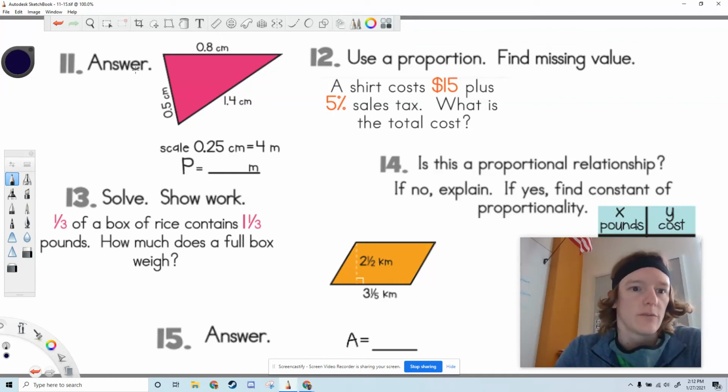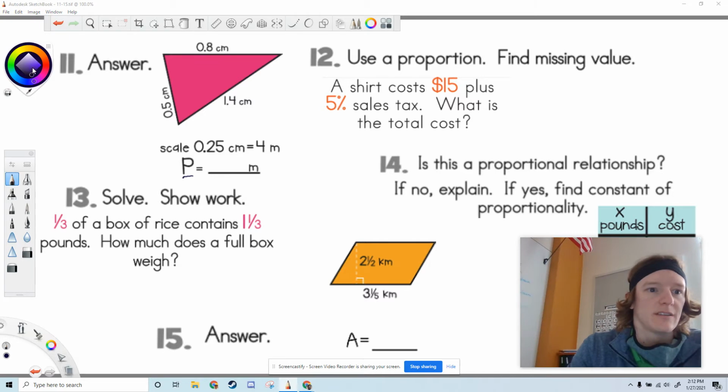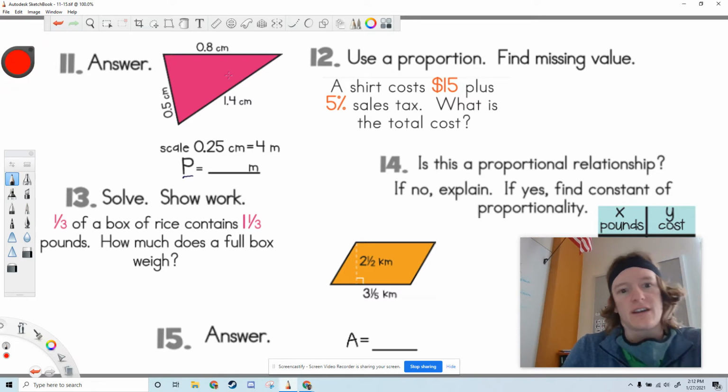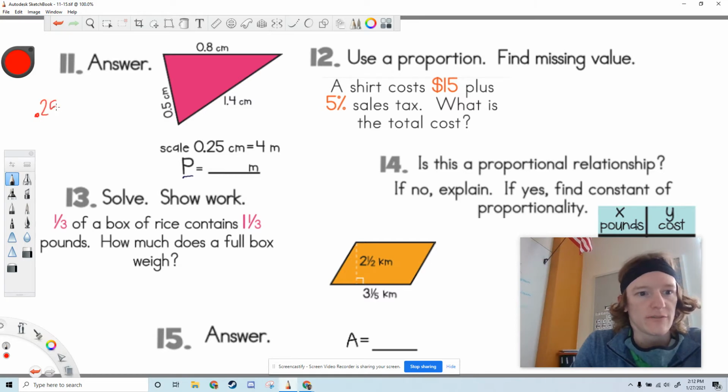Number 11, we need to find out what the perimeter of this shape is in meters. There's a couple of steps we need to do here. Let's relabel all of these sides. They say that there is a scale factor here. There's a scale that every fourth of a centimeter equals 4 meters. So if 0.25 centimeters is 4 meters, this is a small drawing of something that's bigger.